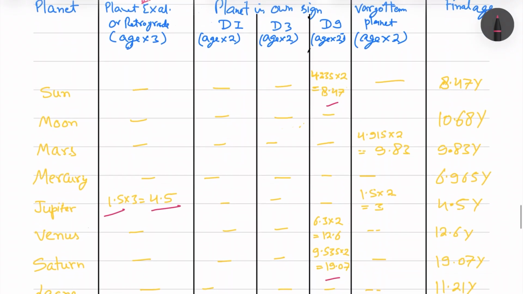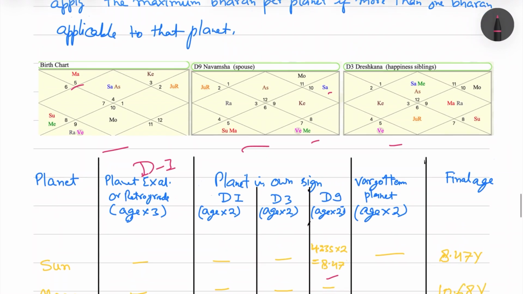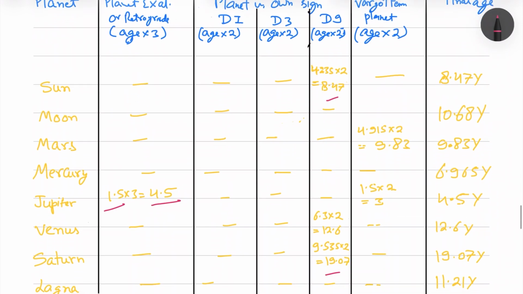Venus and other planets are not Vargottam, so these are the Bharans we have calculated. Sun, only one Bharan is applicable, so age remains the same. Moon, no Bharan, so same age. Mars, only one Bharan, same. Mercury, no Bharan, same age. Jupiter is having two Bharans. One is giving 3 years, another is 4.5. So we will use the maximum one, 4.5. Venus only one Bharan, 12.6. Saturn one Bharan, 19.07. Lagna remains as it is. We have completed the Bharan.